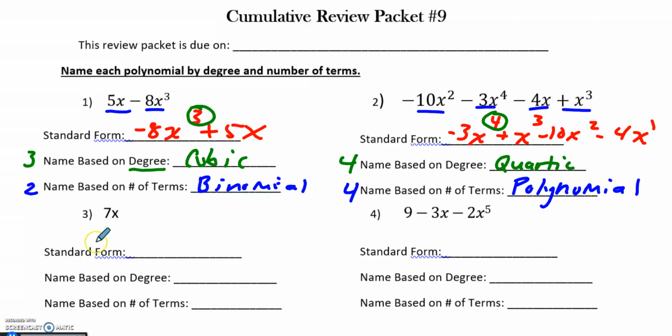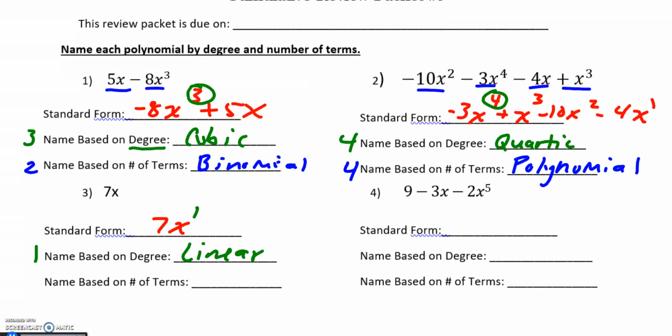Number 3, this is only 1 term, so it's already in standard form. So we're done with that first part. The highest degree that I see, well, on a variable, when I don't see a degree, I assume it's 1. So this has a highest degree of 1, which means that this is a linear type of polynomial. And because I only have 1 term, this would be a monomial, because there's no plus or minuses in there. So this polynomial is called a linear monomial.